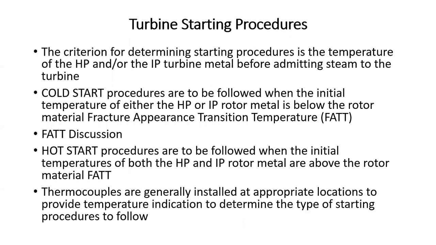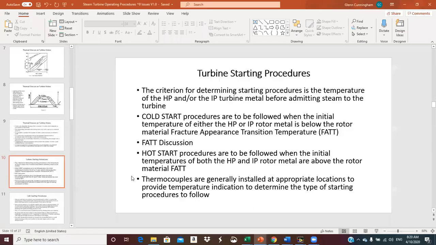Okay, the criterion for determining starting procedures is the temperature of the high pressure and/or intermediate pressure turbine metal before admitting steam to the turbine. Cold start procedures are to be followed when the initial temperature of either the HP or IP rotor metal is below the material fracture appearance transition temperature, the FATT. Okay, so now we need to have the FATT discussion. Well, luckily, I have another brief YouTube video that discusses what FATT is. So we're going to jump to that.